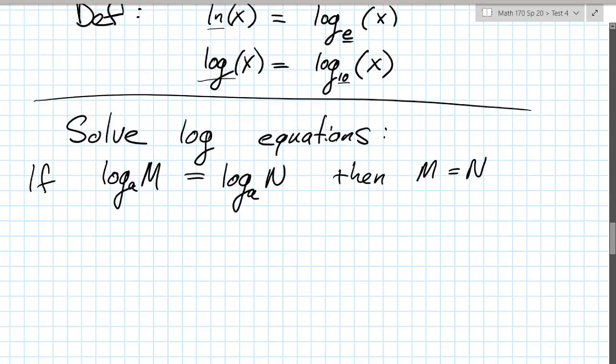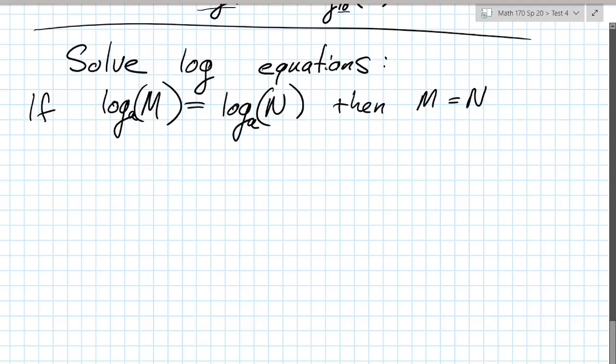All right, so our last topic of this section is solving log equations. We're going to work it similarly to how we solved exponential equations. This is our plan. If we can get a log base a on the left and a log base a on the right, and we have some stuff inside, then we could just get to the inside, m and n, and set them equal to each other.